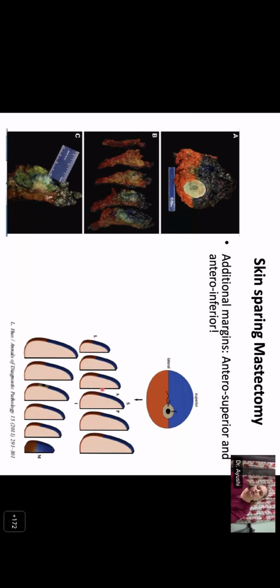One is the base, as we take routinely. One will be the anterosuperior surface and the anteroinferior surface, and you should give the distance of the tumor from all these three margins as well as sample them. The three soft tissue margins will be sampled.